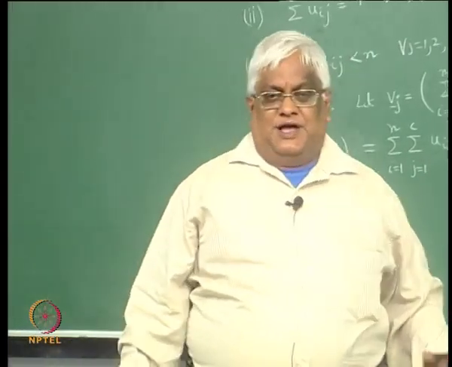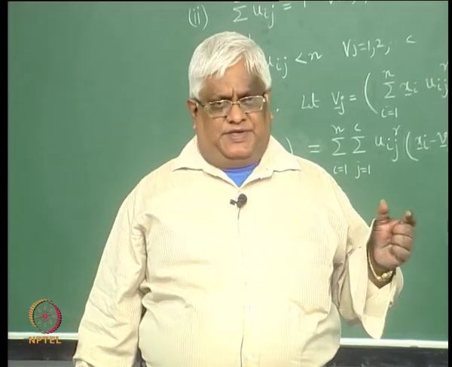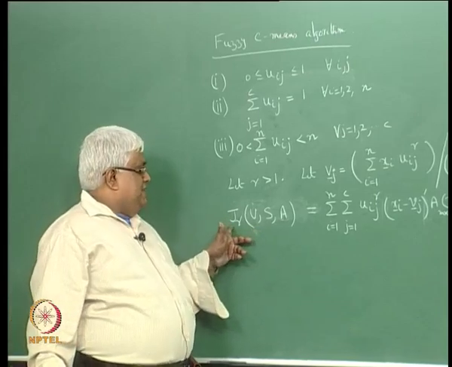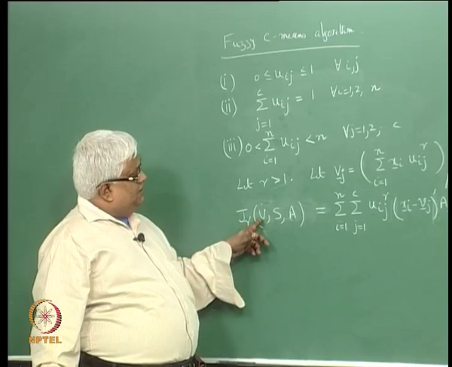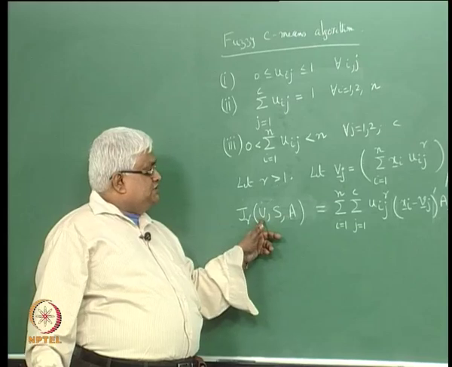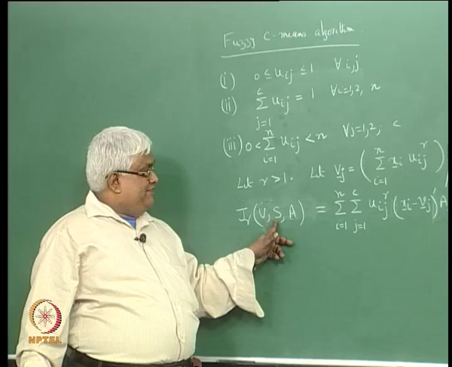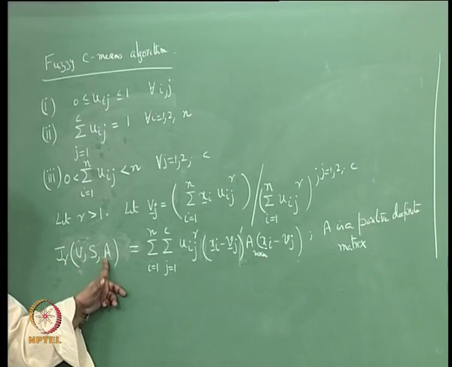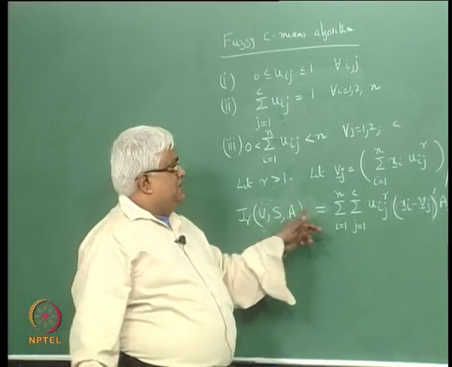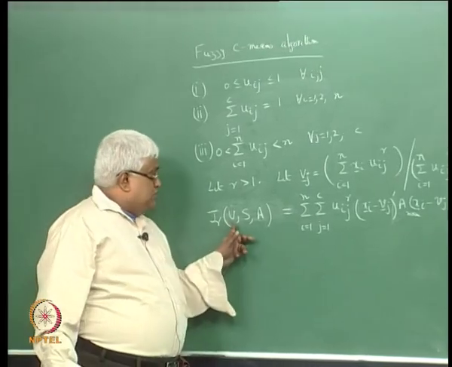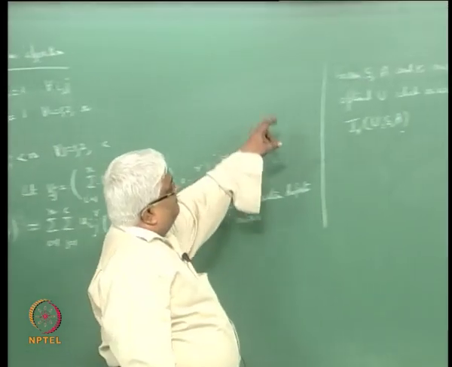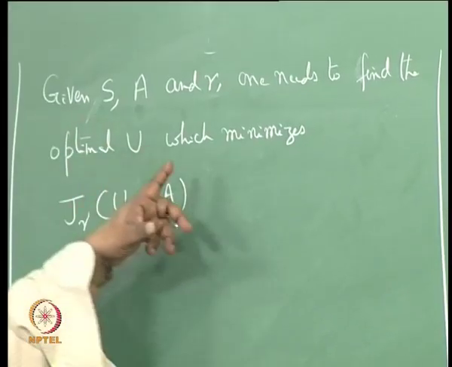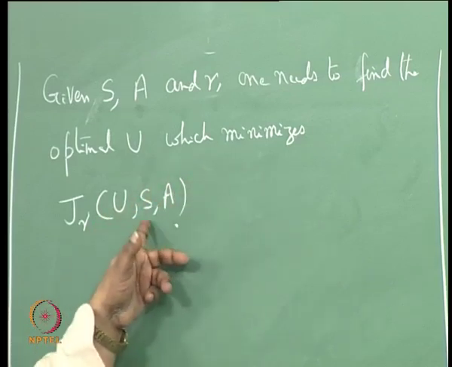So, till now we have been discussing the problem formulation in the fuzzy C means algorithm. We have defined an objective function J. This function depends, for every fuzzy C partition U of the set S and for a given R greater than 1 and for a given positive definite matrix A, the objective function value is given by this expression. We are supposed to find the best U given S, A and R, that U which minimizes J R U S A.